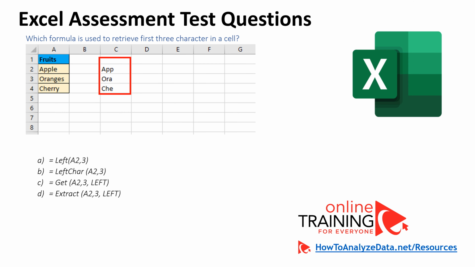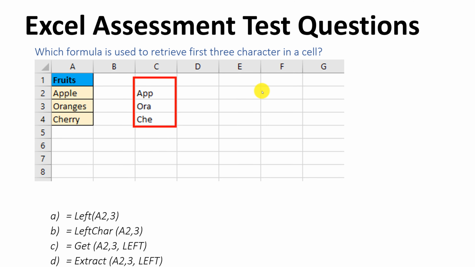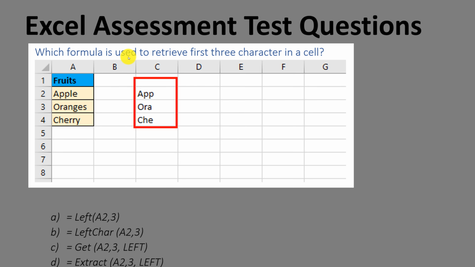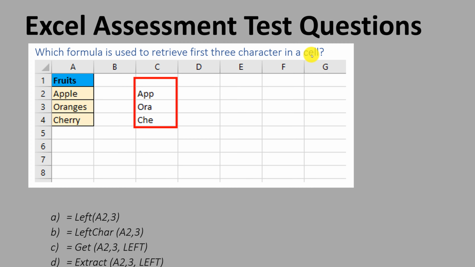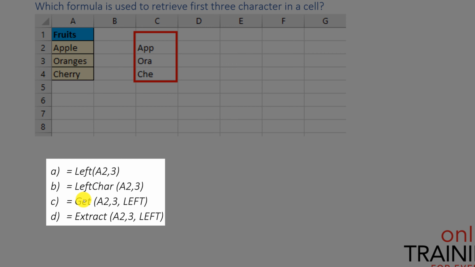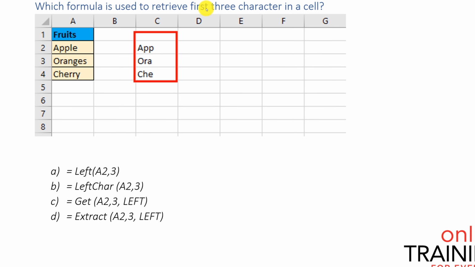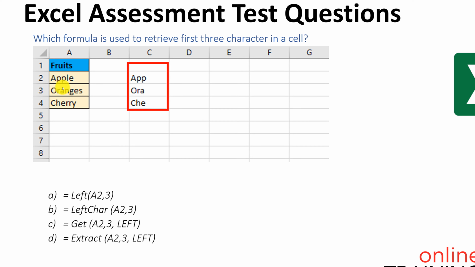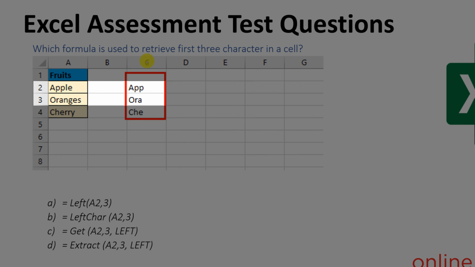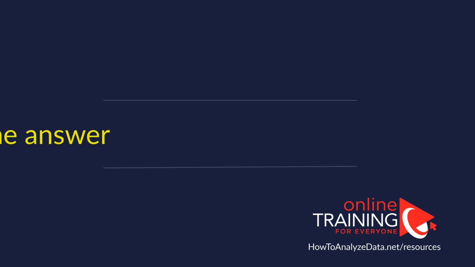Very frequently, you're being tested on your knowledge of Excel formulas. This is one of those questions, where you will be asked which formula is used to retrieve the first 3 characters in a cell. You're given 4 different choices: left, left char, get, and extract. What does it mean, first 3 characters in a cell? It probably means the left side. For a sample of apple, in column C where the values are highlighted, the first 3 characters would be APP. For oranges, it would be ORA. So what do you think is the right choice here?